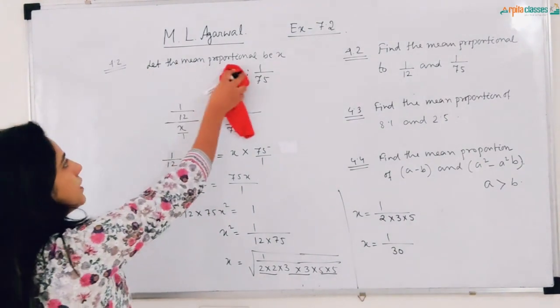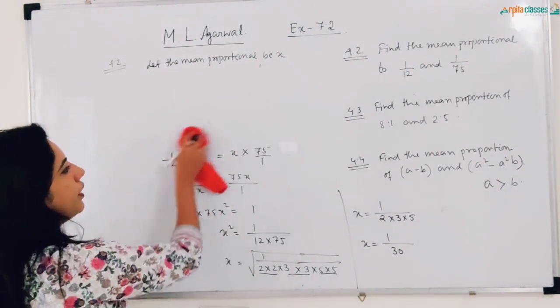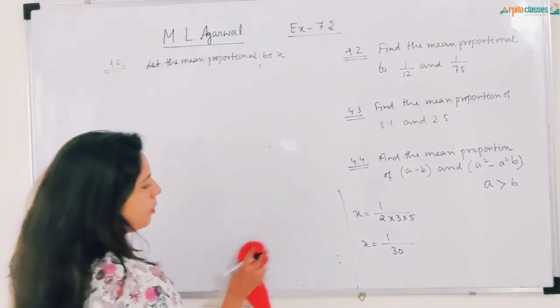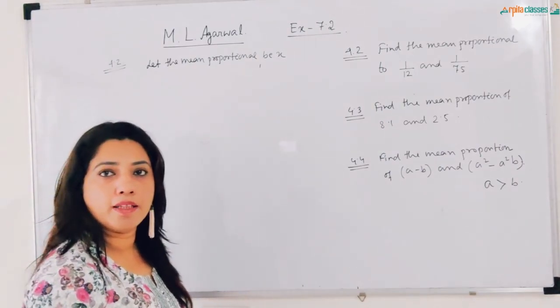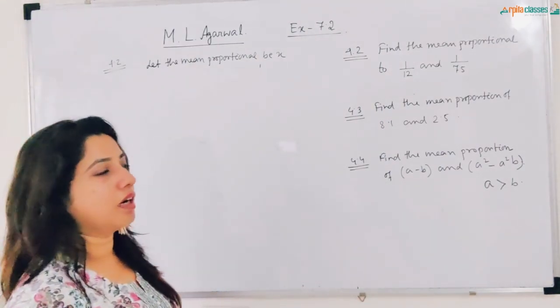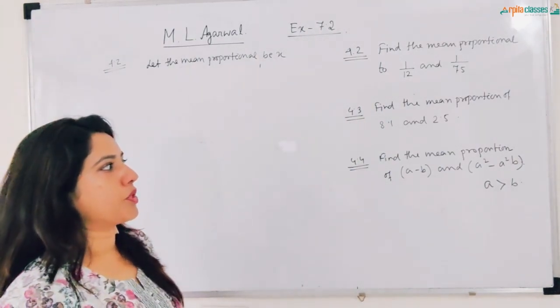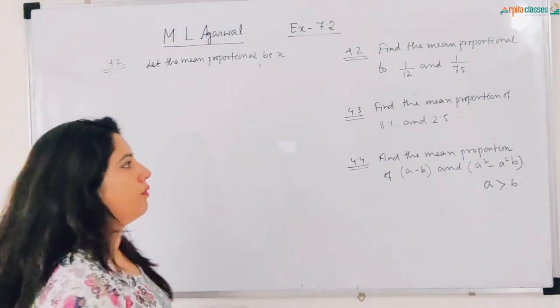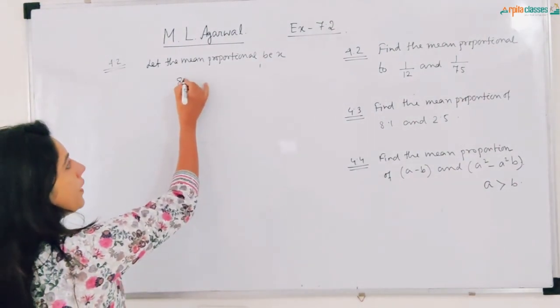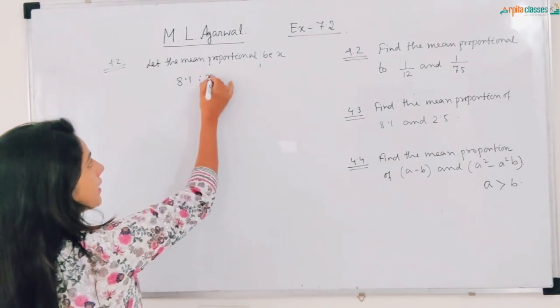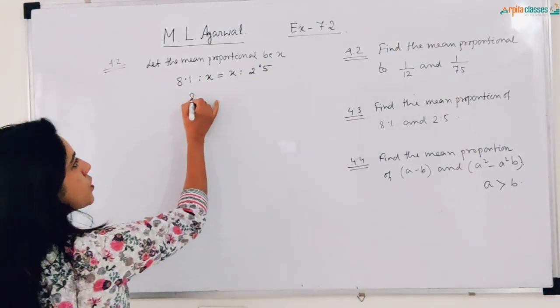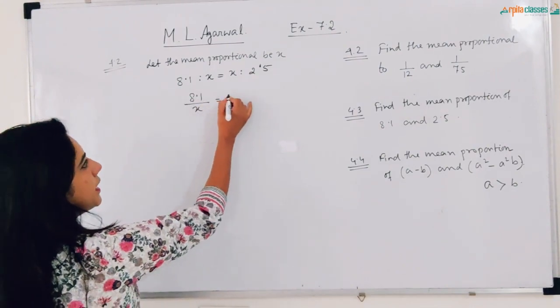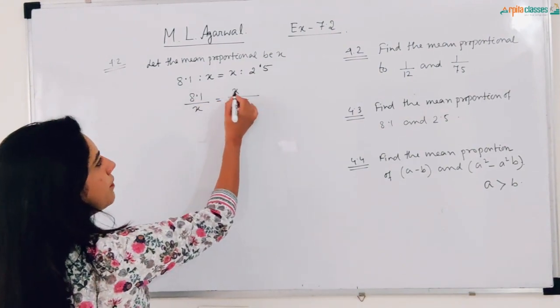Let us start with the next question, that is 4.3. There also they are asking to find out the mean proportional. We have to do it in the same manner. You can pause the video and do it, and then get the answer checked from here. Find the mean proportional of 8.1 and 2.5. So let it be x. So we write 8.1 is to x is equal to x is to 2.5. So 8.1 upon x is equal to x upon 2.5.